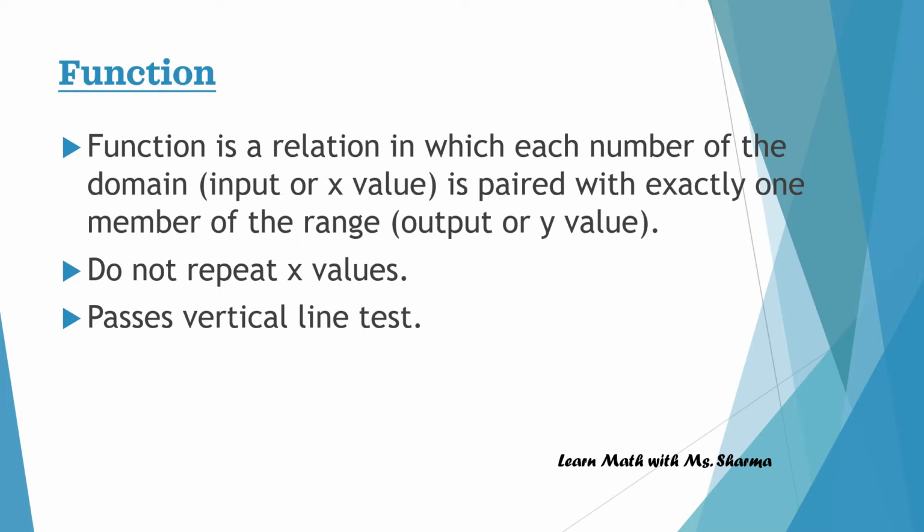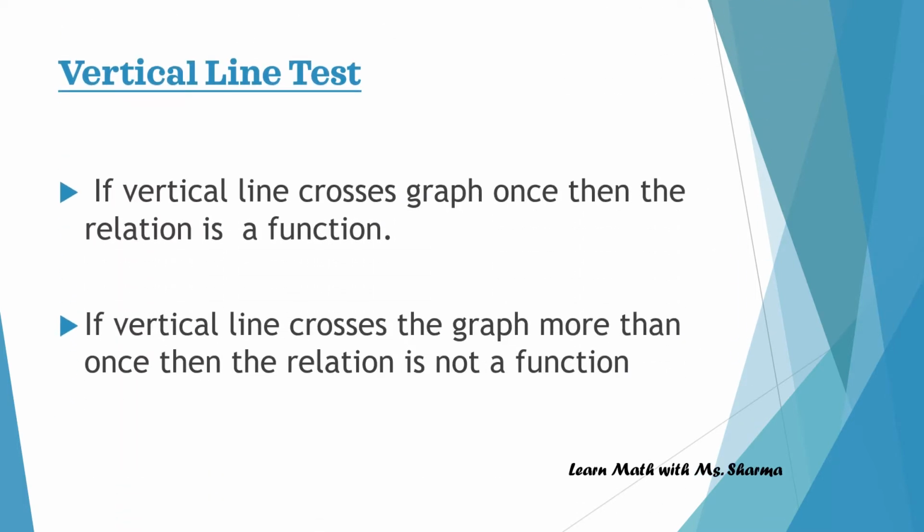For a relation to be a function, the x value, the domain, the input should not repeat, should pass vertical line test. When you draw a vertical line, it should cross the graph only once. Anywhere on the graph, it should cross only once. Range repeat doesn't matter. Domain should not repeat. Vertical line test. If vertical line crosses graph once, then the relation is a function. If a vertical line crosses graph more than once, then the relation is not a function.